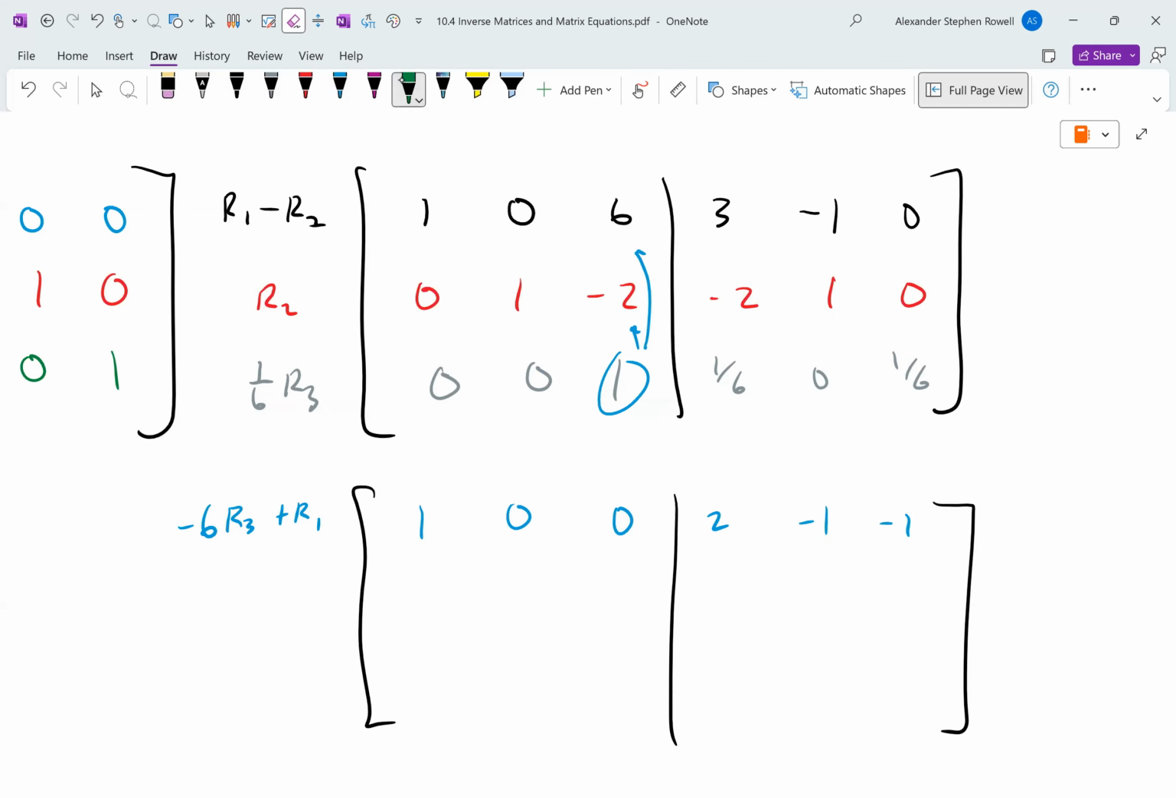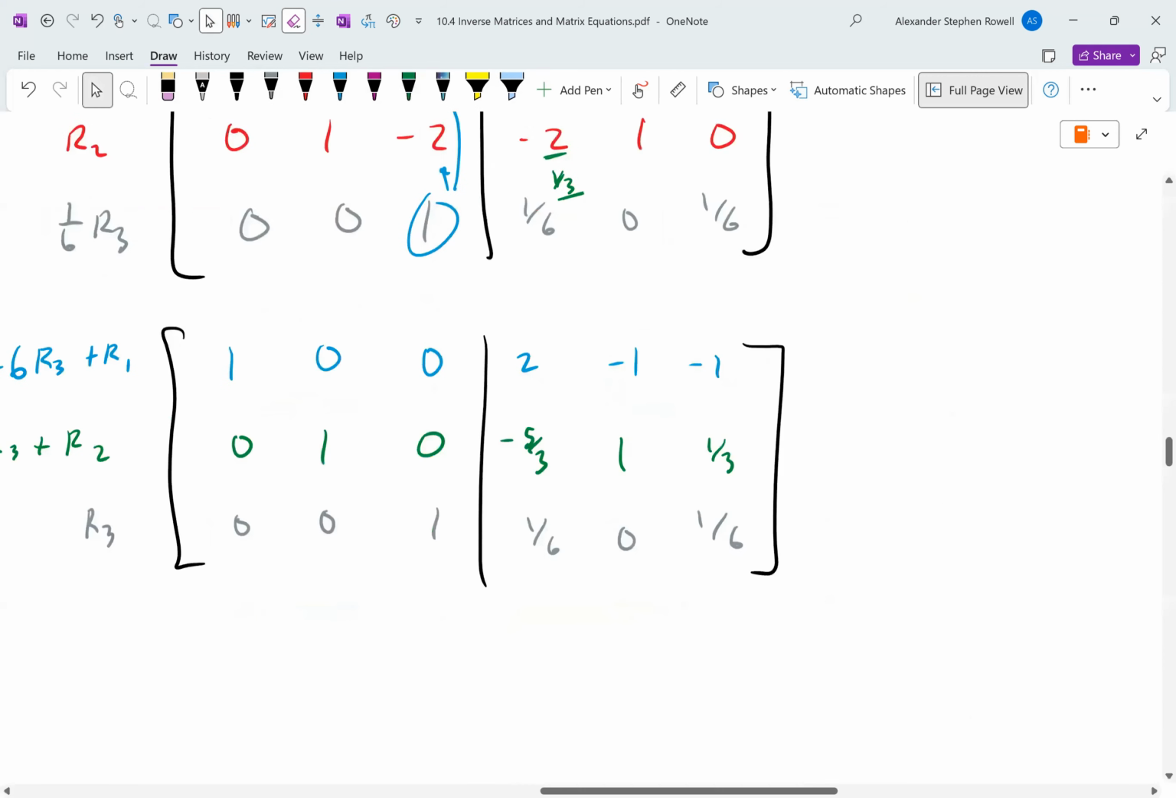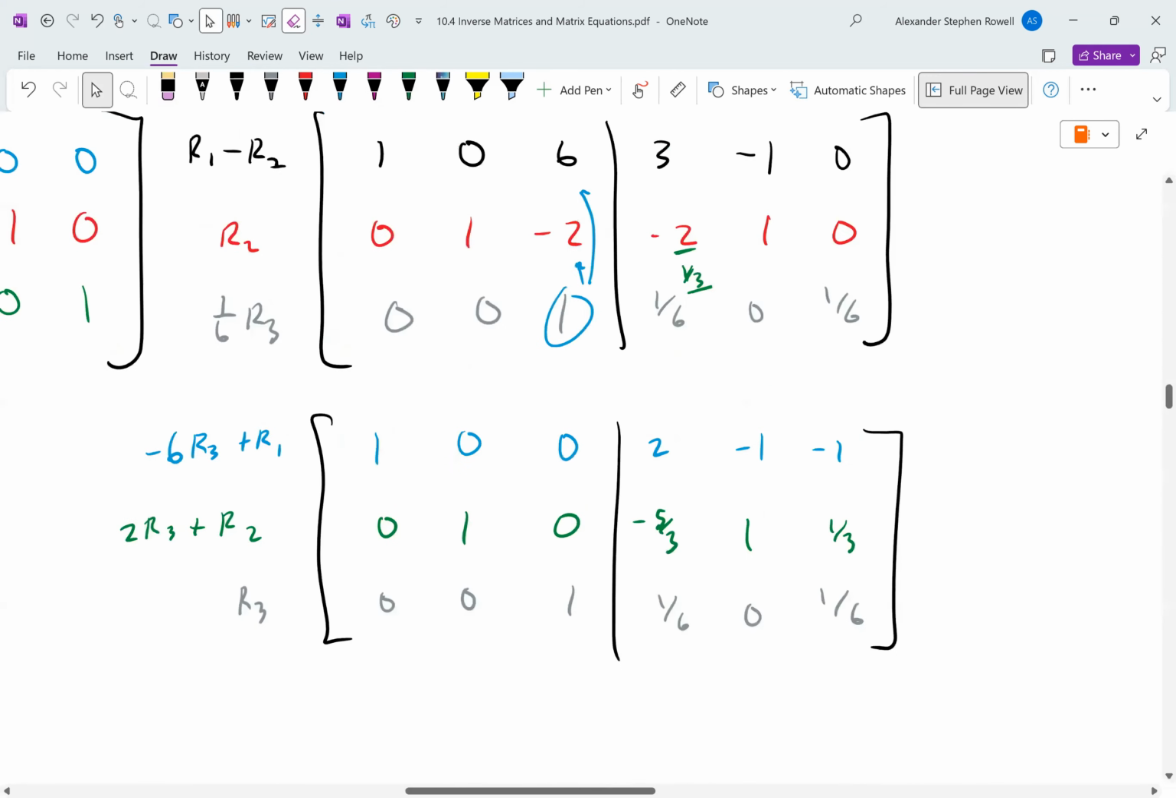In the middle column, I like to do 2 times row 3 plus row 2. So 2 times row 3 is 1/3 minus 2. So that would be -6/3 plus 1/3 is -5/3. 1 plus 0, and then plus 1/3. And row 3 will remain the same, 0, 0, 1, 1/6, 0, 1/6. Are there any questions about this?